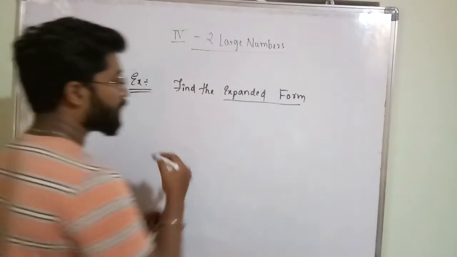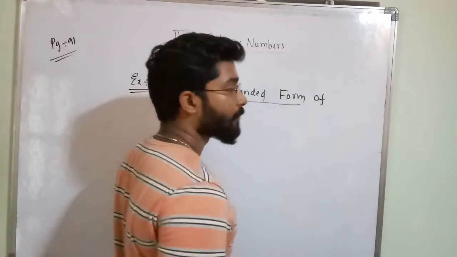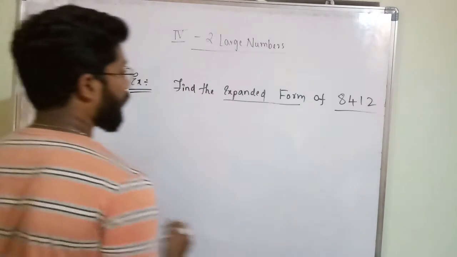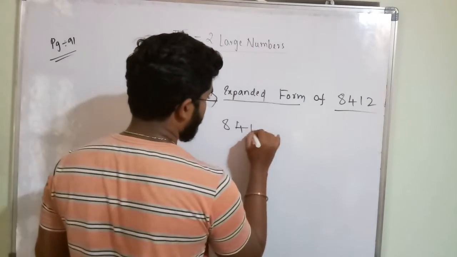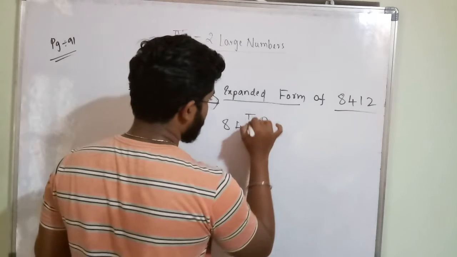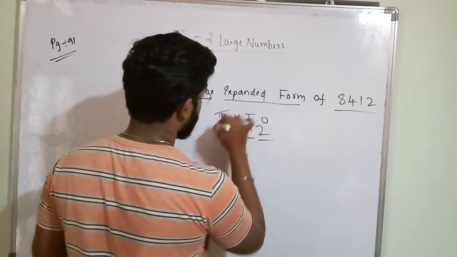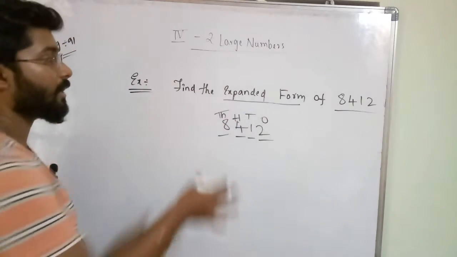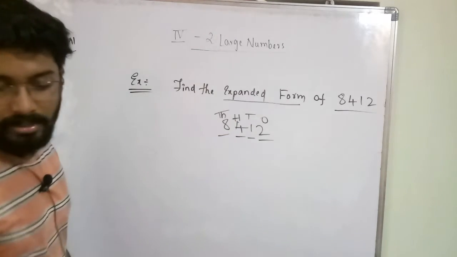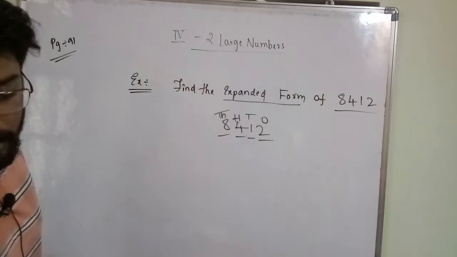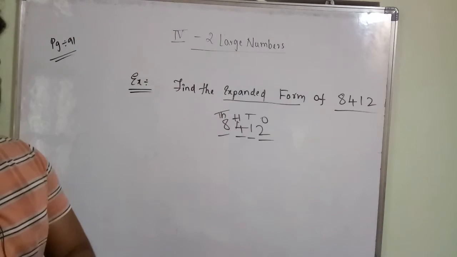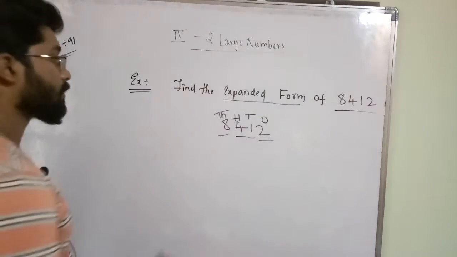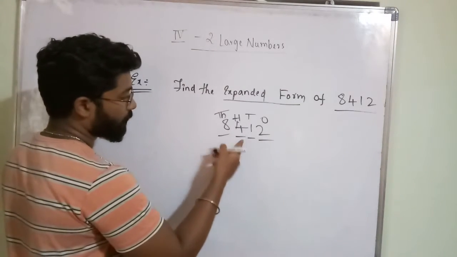Find the expanded form of 8412. So let us see. 8412. This is ones place, this is tens place, this is hundreds place, this is thousands place. So if I find out the place values of every digit and add them, then I will get the expanded form. So that statement which we discussed at the starting of the topic is that one only: the expanded form of a number is the sum of the place values of its digits. So like that you have to understand.